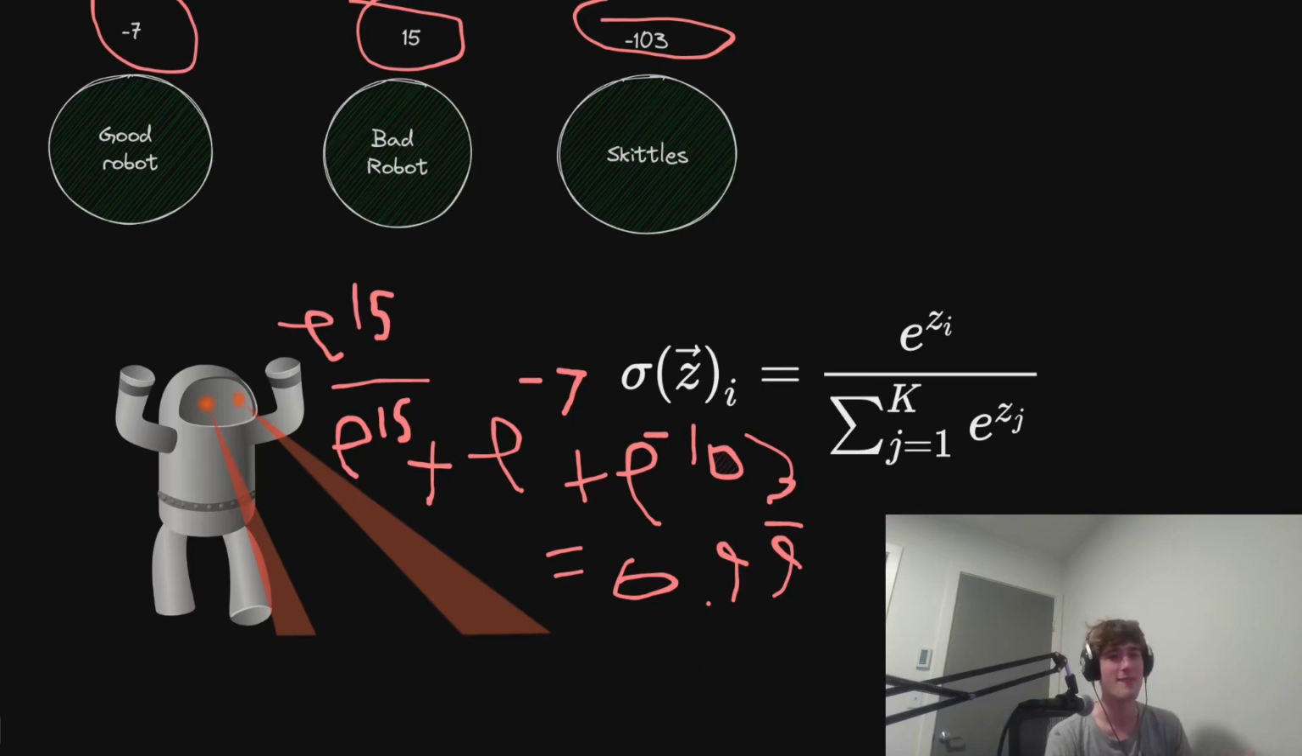Anyway, that's the softmax. If you know this, you know how to spot bad robots and avoid the soon-to-be robot revolution.